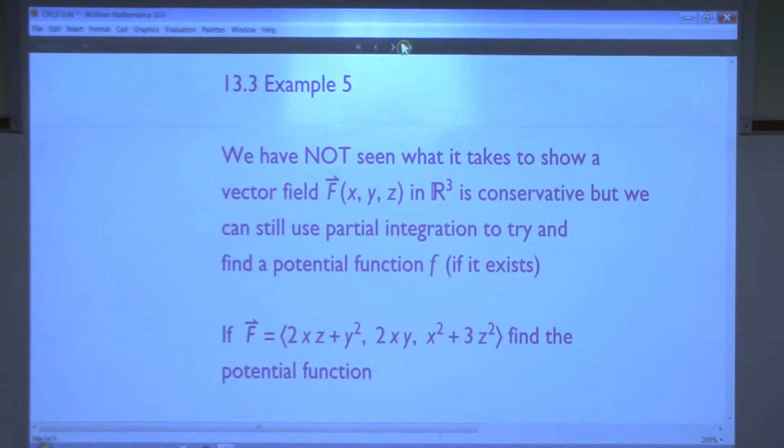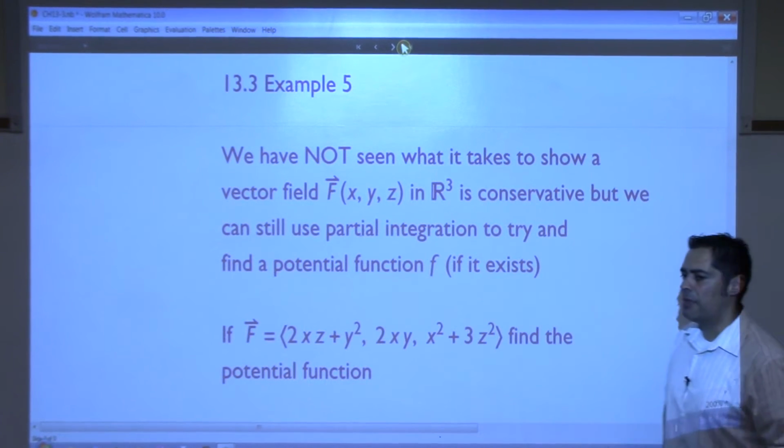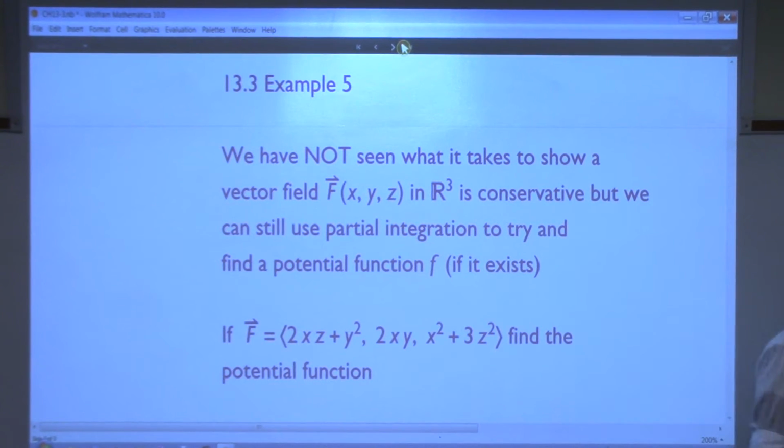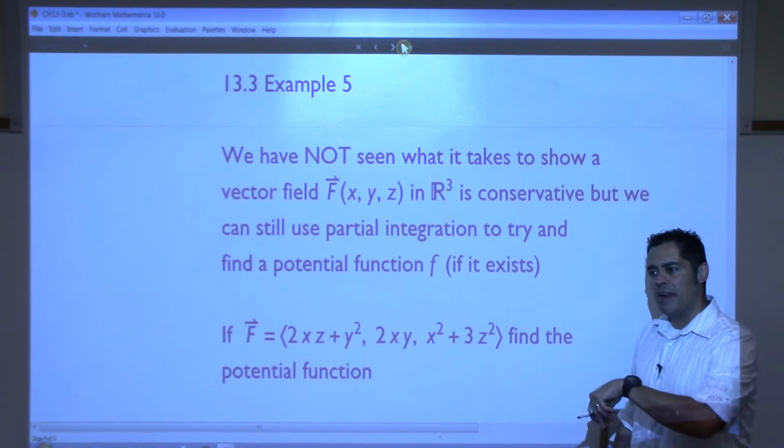Okay, what we have not seen is how we would determine if a three-dimensional vector field is conservative. And I said, stand by, we will do that. But if it is, we still have a way of getting its potential function.